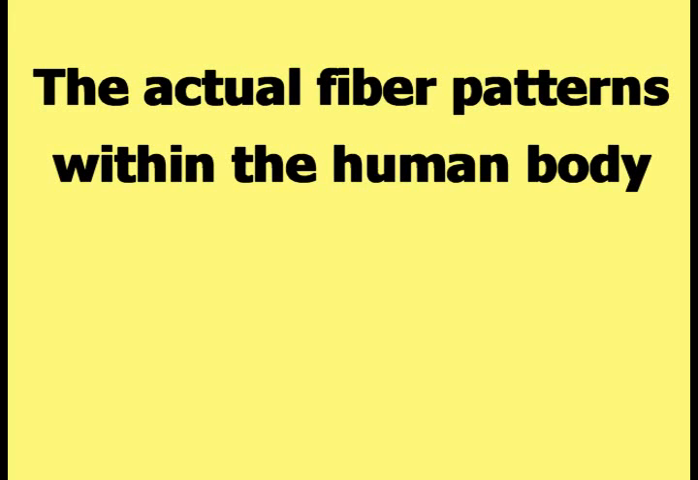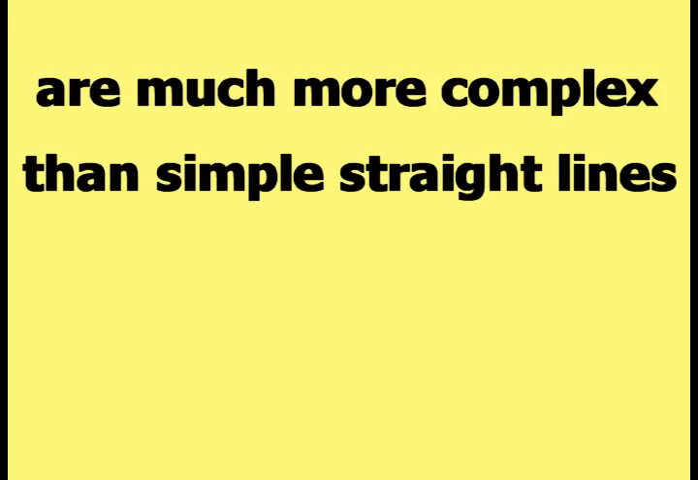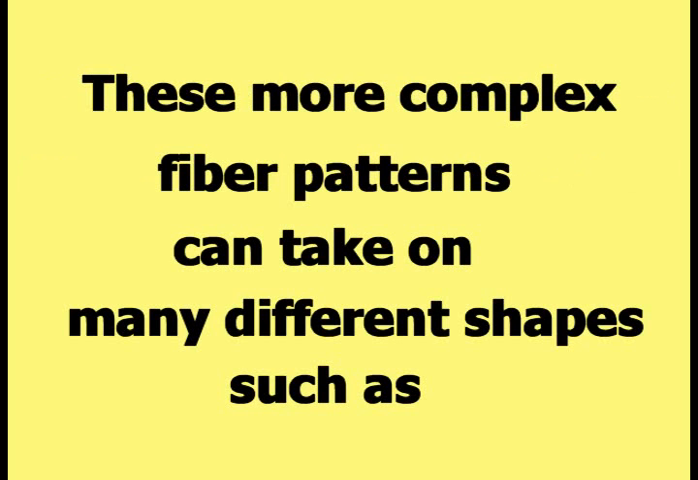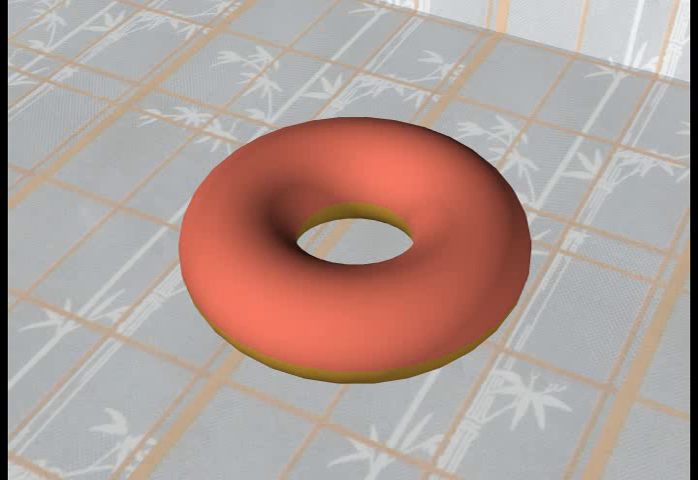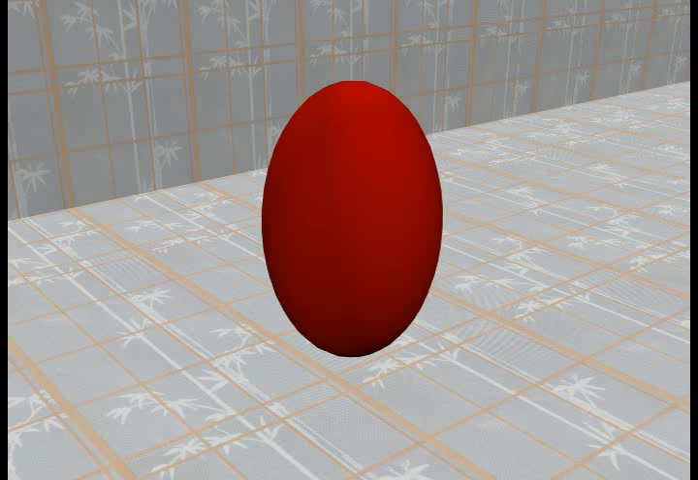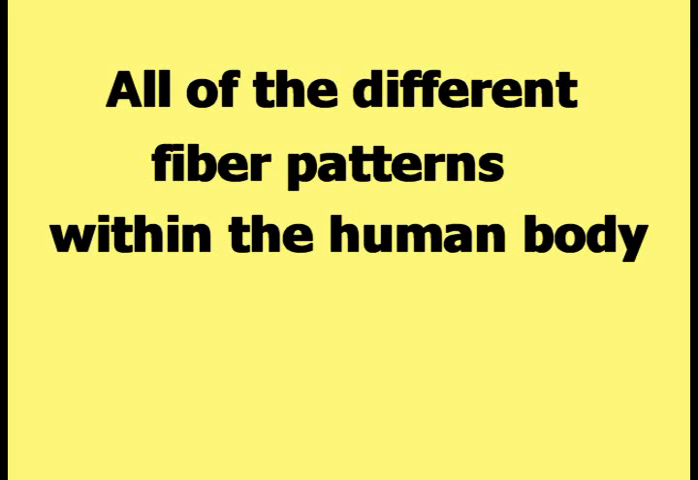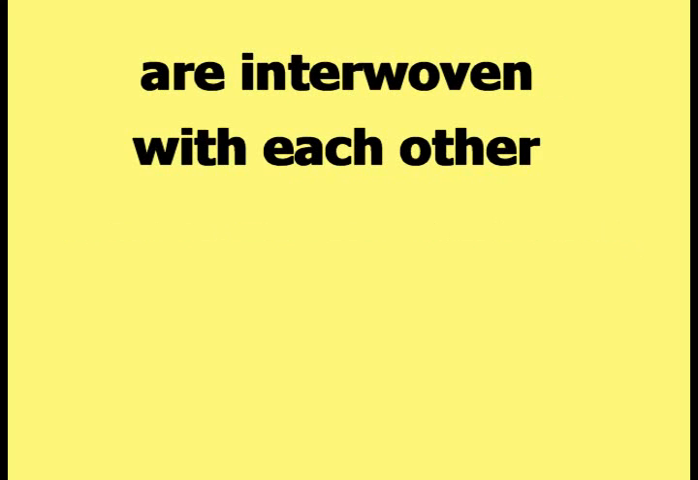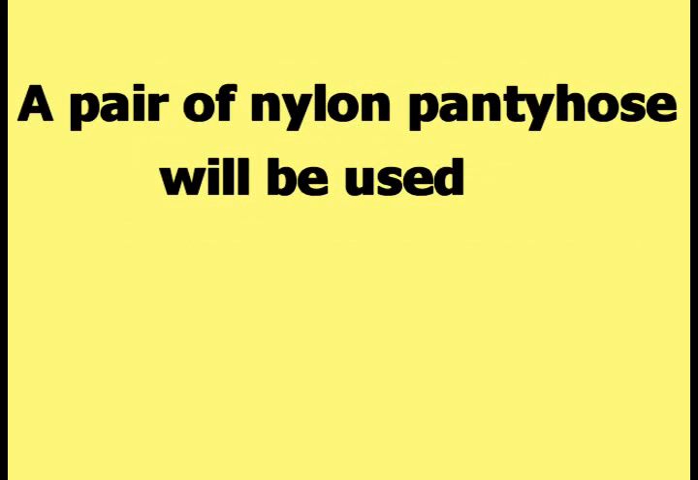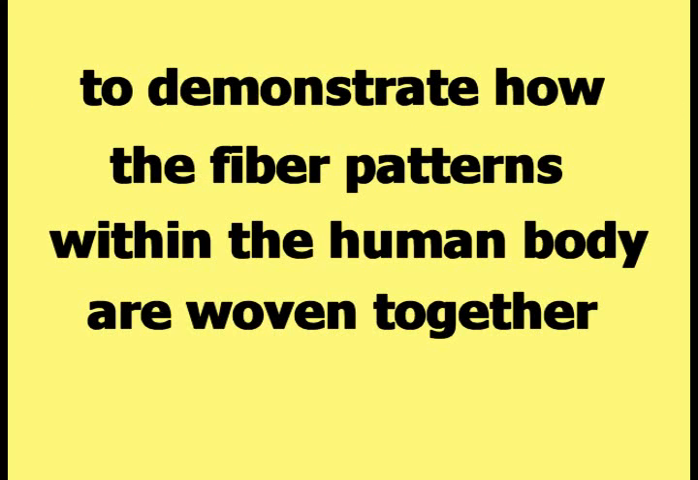The actual fiber patterns within the human body are much more complex than simple straight lines. These more complex fiber patterns can take on many different shapes such as a cylinder, a torus, or an egg shape. All of the different fiber patterns within the human body are interwoven with each other. A pair of nylon pantyhose will be used to demonstrate how the fiber patterns within the human body are woven together.